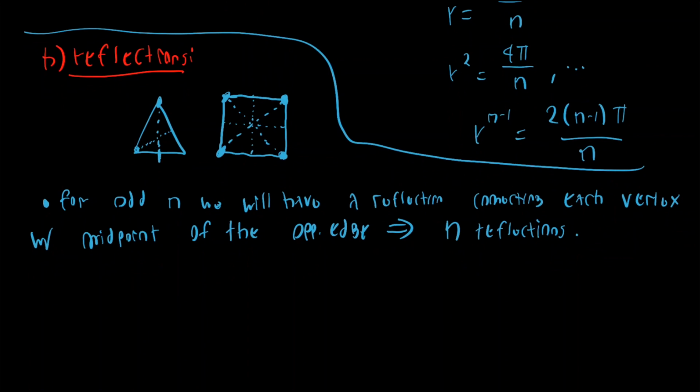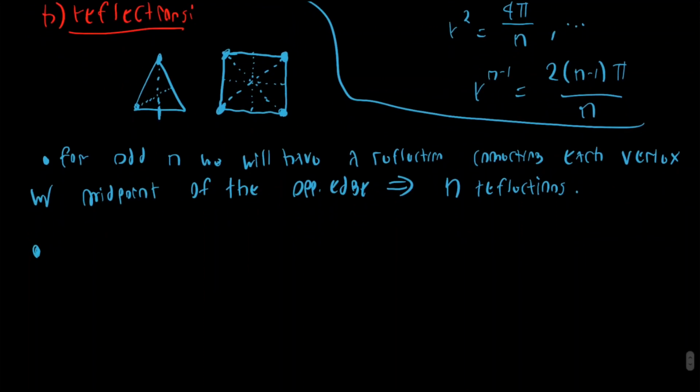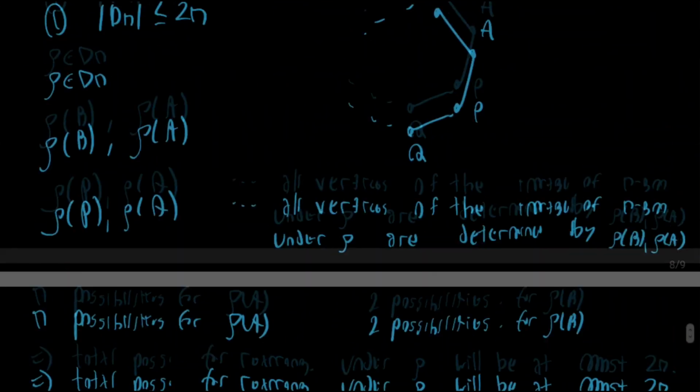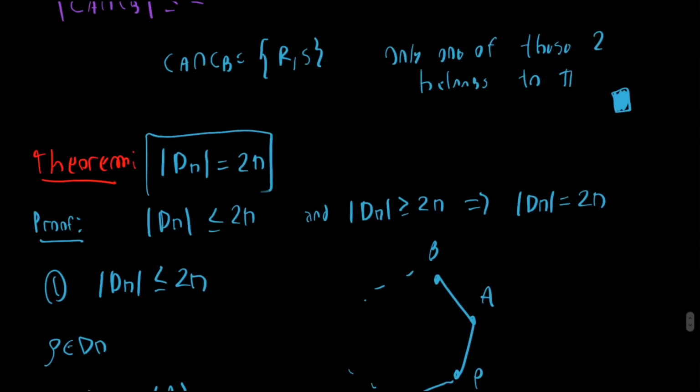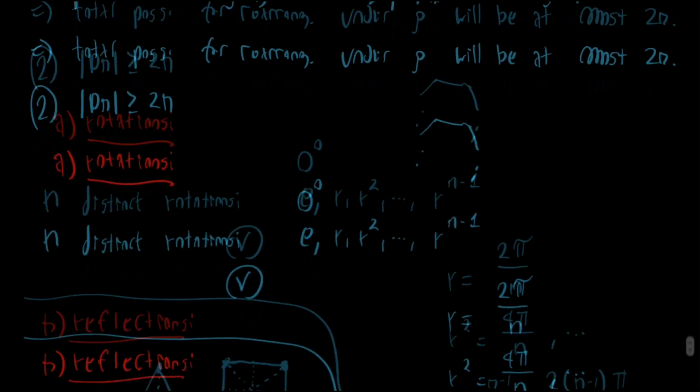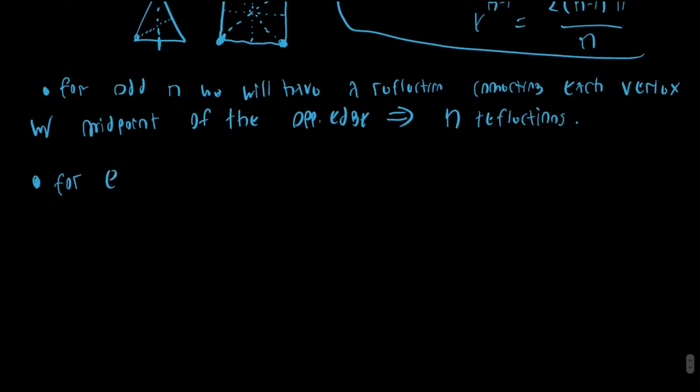Why are they all different? Because each one of these reflections fixes a different point, in particular the vertex that we stated here. Now this actually proves the statement for odd n, so we already proved this for odd n. Let's now prove it for even n.